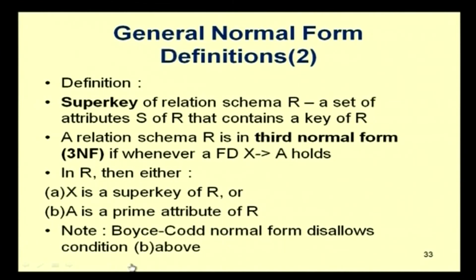Boyce-Codd normal form disallows condition B. So, this is not allowed, that is a more stringent definition. So, there is only a slight variation between third normal form and Boyce-Codd normal form.